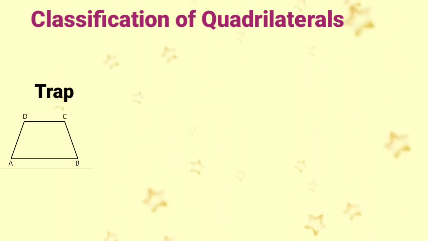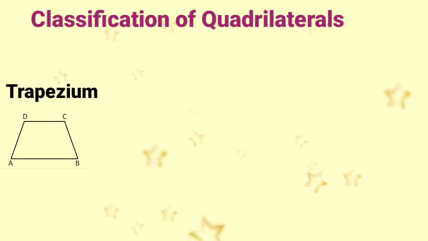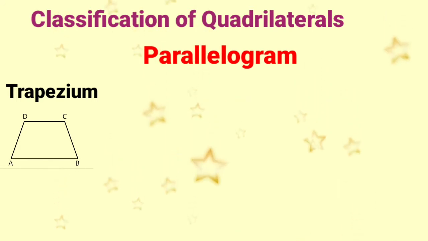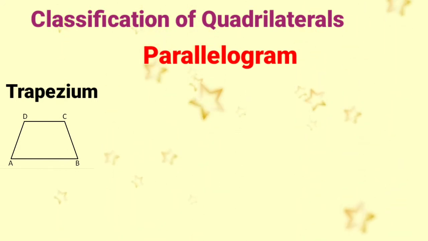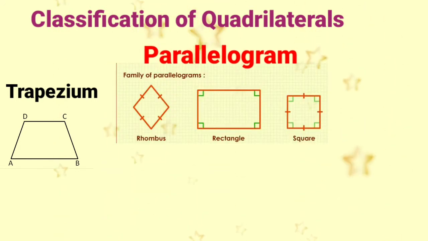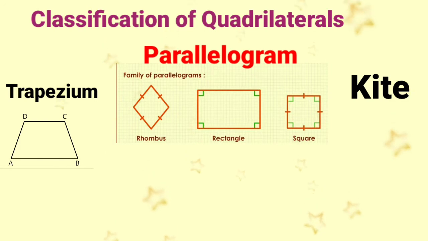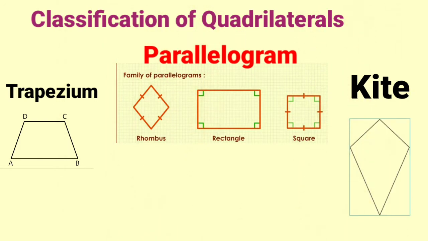We have trapezium. Next, we have parallelogram. There are different types of parallelogram. We have rhombus, rectangle, and square. And next we have kite. Let's discuss them one by one.